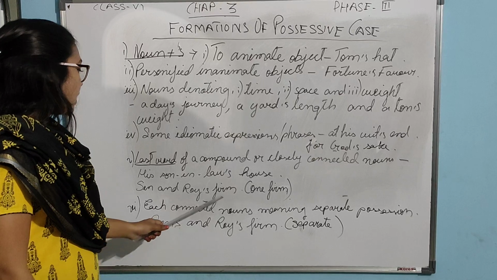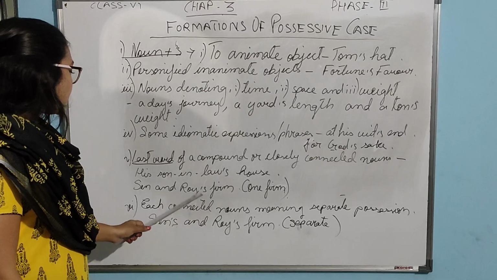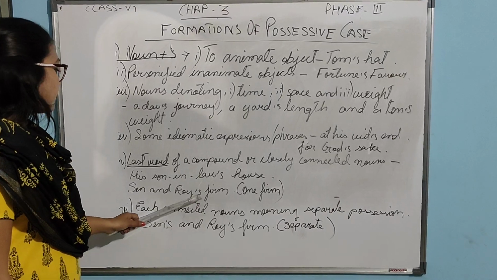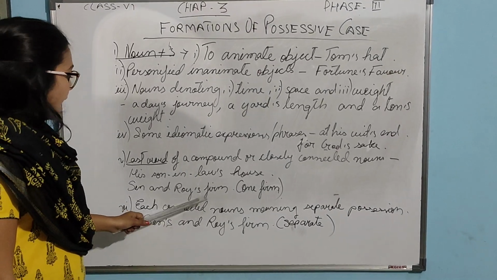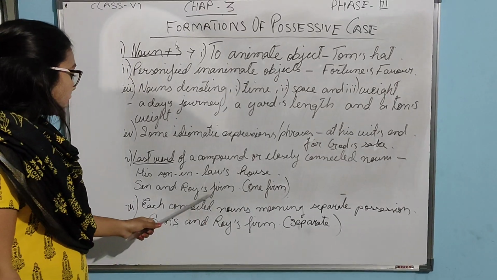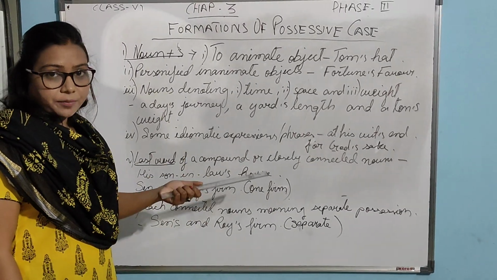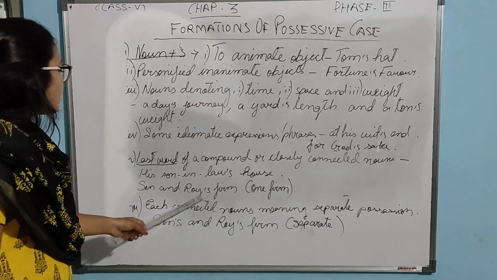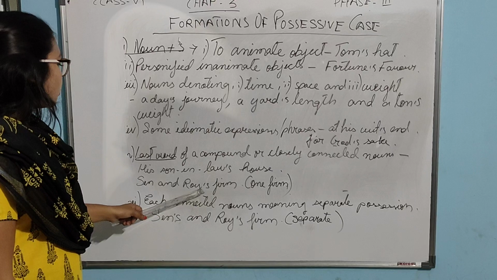Sen and Roy's farm. Here the last word of the closely connected noun is Roy. So it takes the apostrophe S with it and it means one farm. Sen and Roy's farm does not mean two different farms. It means a single farm, and that is why apostrophe S is added to Roy's.